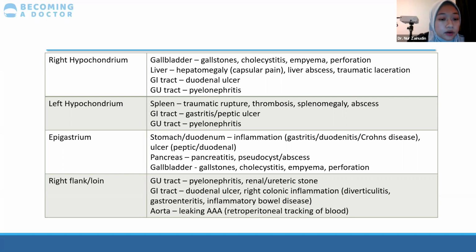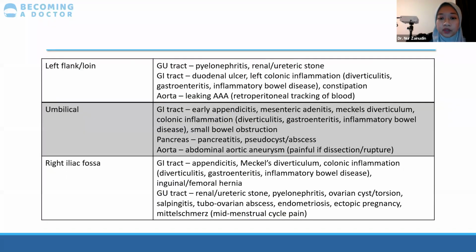You can also get right and left flank pain with a leaking AAA with retroperitoneal tracking of blood. And that's basically the same again. In the umbilical region, early appendicitis. So if you catch appendicitis really early, patients tend to report central abdominal pain rather than right-sided lower abdo pain. We have the pancreas, and of course we have the aorta. So we always worry in older men of a AAA.